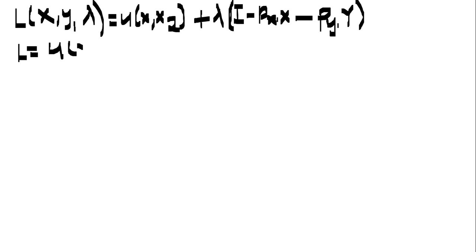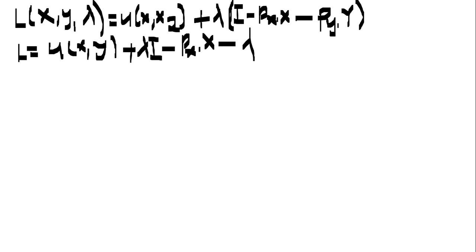we've got u(x, y), and then plus, let's try to distribute the lambda throughout. Lambda times I, we're going to have lambda I. Then lambda times negative pxx gives us minus lambda times the price of good x multiplied by the units of x. And then I'll do the same: minus lambda times this gives us lambda times the price of y multiplied by the units of y. Now we can do the partials.